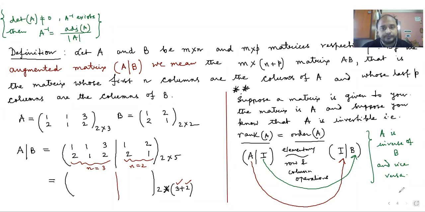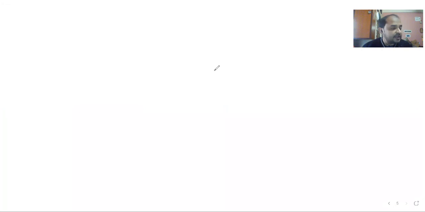So what was my matrix? The matrix whose inverse actually didn't exist. That matrix was 1 1 1, 2 0 1, 1 3 2.